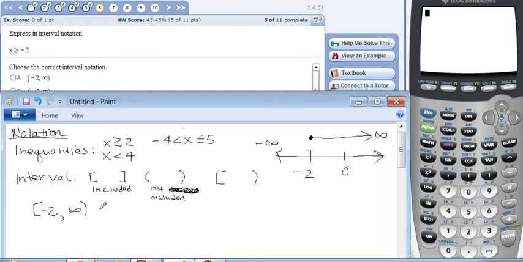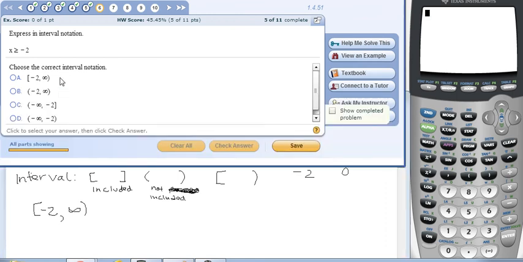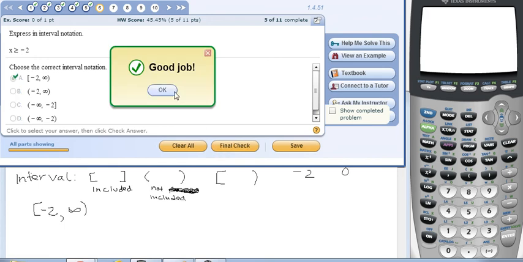Okay, so let's see if that one's, well, of course it's on there, it's the first one. Okay, what's wrong with this one? It should be a bracket. This one's saying it's not including. That would be if this line underneath there was not there. And we don't want to go backwards. We don't want to go to negative infinity. We want to go to positive infinity. So it's A, right? Good job.